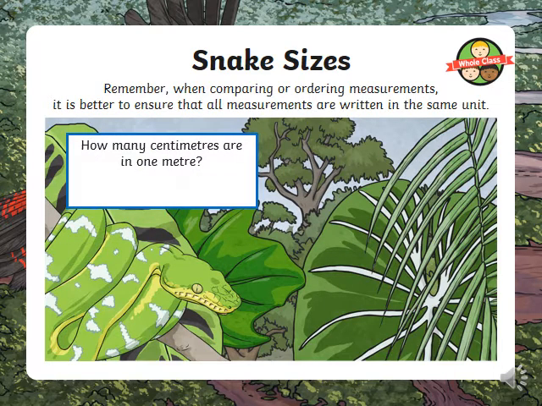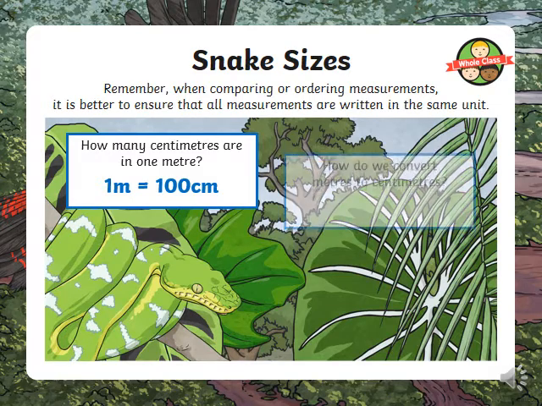So that's what we're looking at today. Can we convert centimetres into metres and metres into centimetres? First of all, we need to know, how many centimetres are there in 1 metre? And hopefully we should know 1 metre is equal to 100 centimetres.